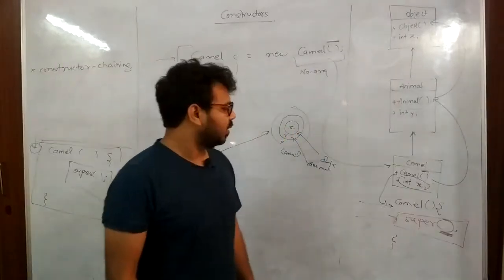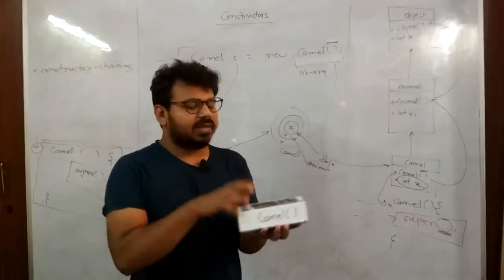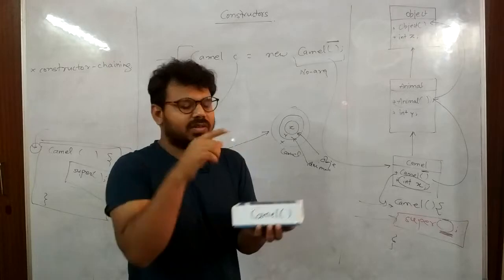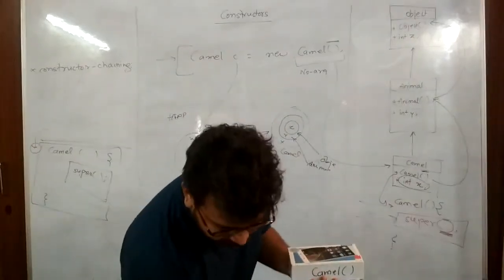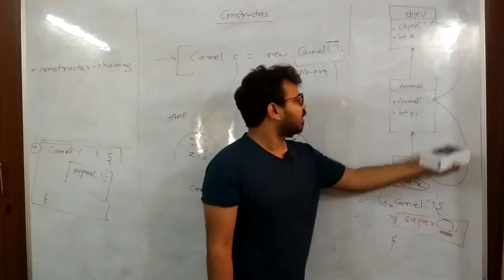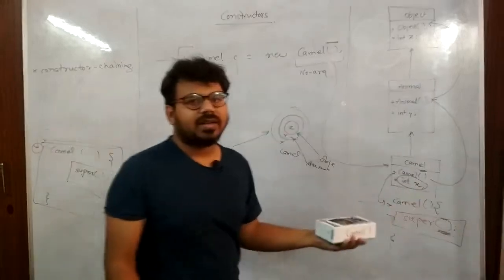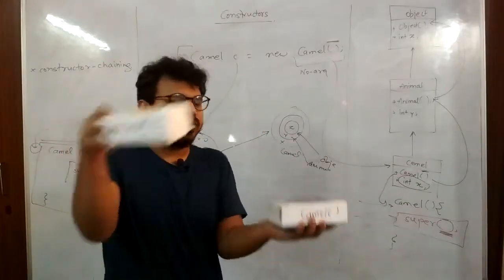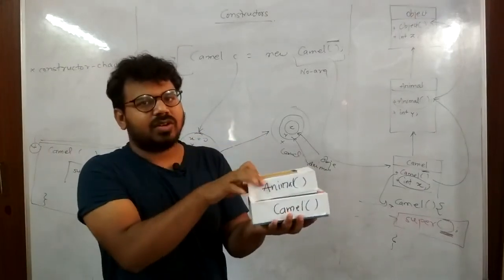Okay, so what happens now? This camel constructor is here, and inside it we have a call to super constructor, that is, it is automatically going to call the super constructor. So what happens at this line? The call to super constructor with the help of this animal constructor is called, and animal constructor is pushed on the top of stack. Okay, here you can see we have animal constructor on top of stack.